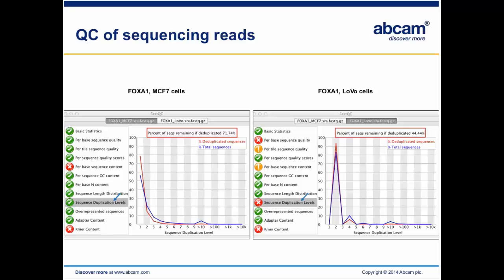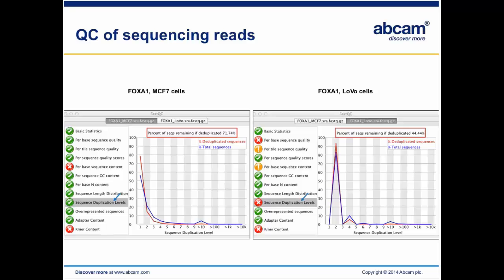Now it is worth mentioning that the FastQC results are only indications of the quality of your sequencing, but they cannot tell you whether your ChIP experiments work or not. That's what we are going to do next.